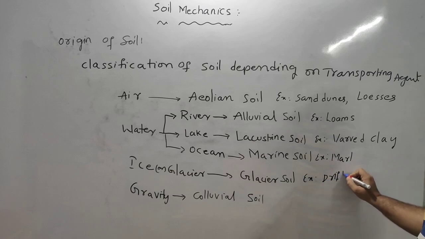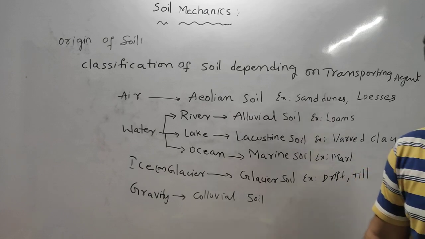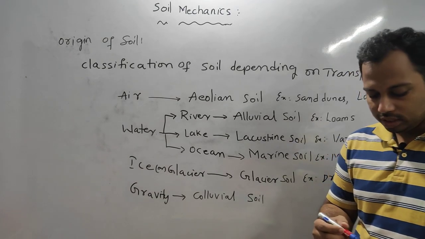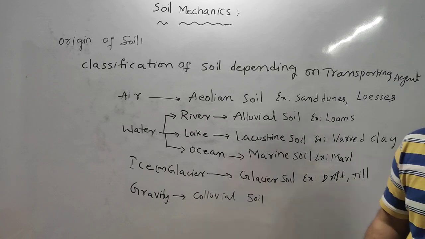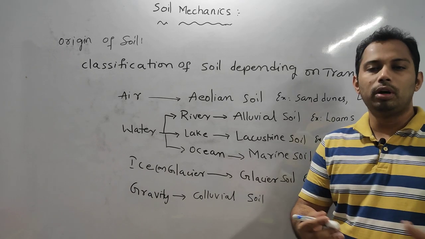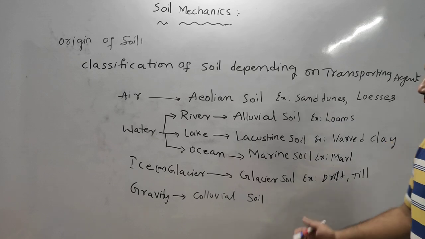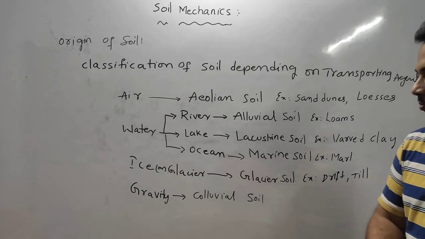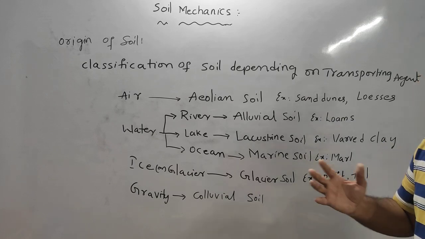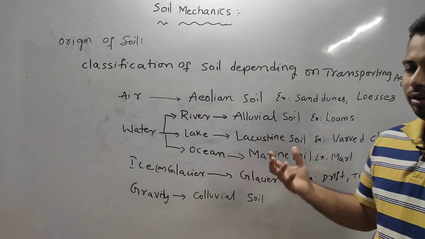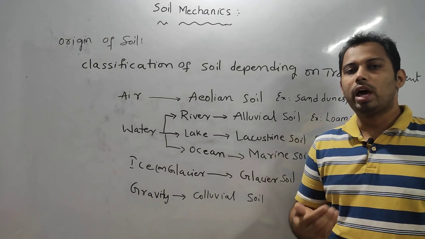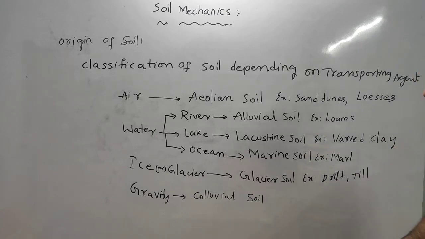drift or till. So these are the examples of glacier deposits. Generally, we find these glacier deposits in polar regions where it is completely covered with ice caps and all. There you will find this kind of soils. You can find a very whitish soil because it is traveled by glacier. So the color characteristics also vary for those kind of soils.